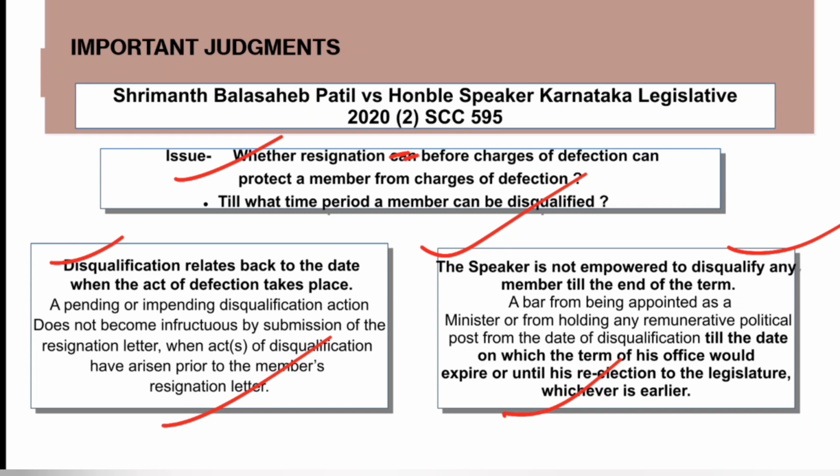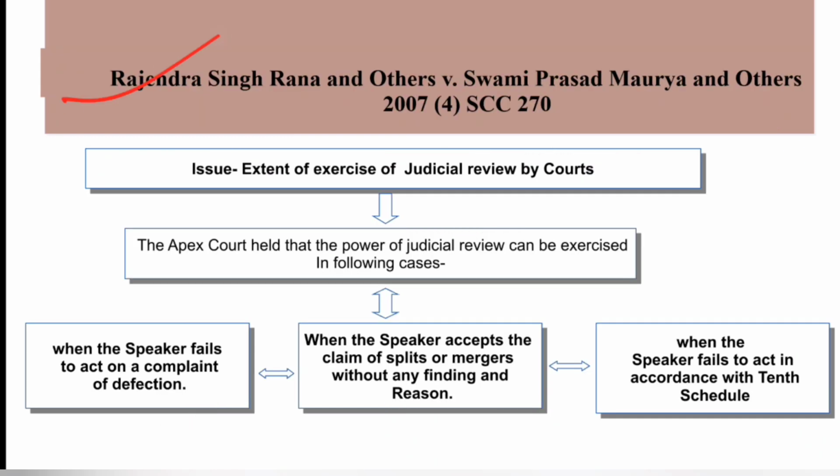So this was clarified. Now, the second important judgment would be Rajendra Singh Rana and others versus Swami Prasad Maurya and others. This is the citation. The issue in this case was the extent of exercise of judicial review by courts. So what is the extent of judicial review which the High Court and Supreme Court can exercise?